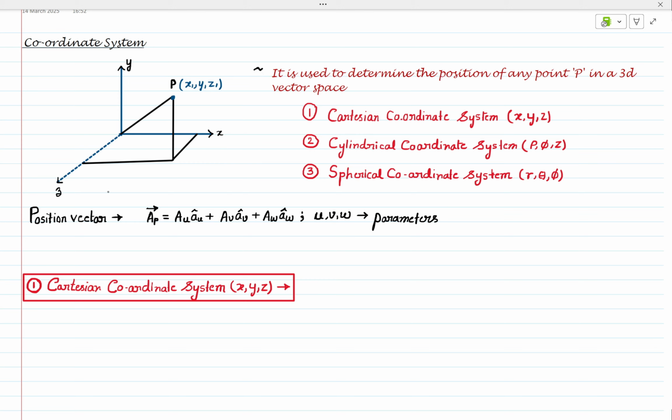So if you can't understand this point, don't worry. I will draw a diagram for you, which will help you to understand this point. Because depending upon the position vector, I will discuss each and every coordinate system. So that's why it is very much important to understand the position vector first. So the diagram is the same diagram. There is a three-dimensional plane in case of the coordinate system, which is called the vector space actually.